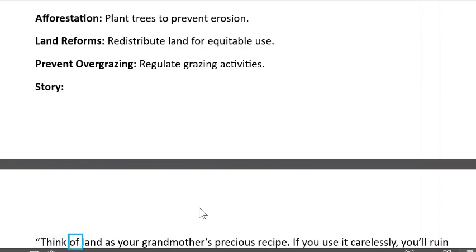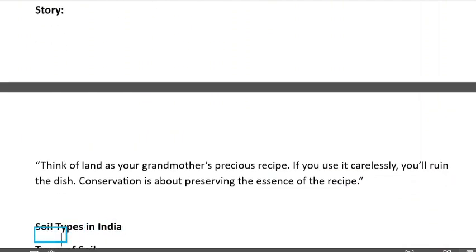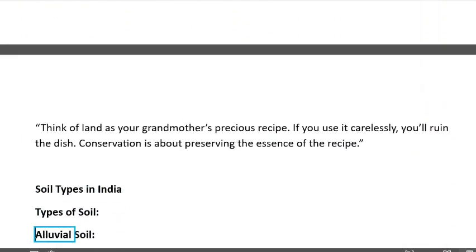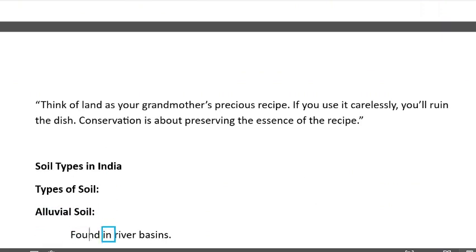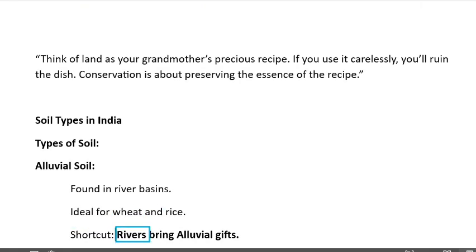Story: think of land as your grandmother's precious recipe. If you use it carelessly, you'll ruin the dish. Conservation is about preserving the essence of the recipe. Soil types in India: types of soil: alluvial soil, found in river basins, ideal for wheat and rice. Shortcut: rivers bring alluvial gifts.